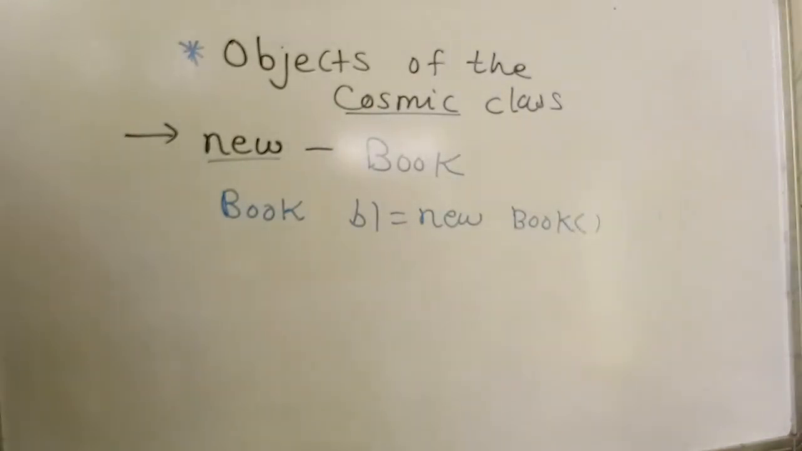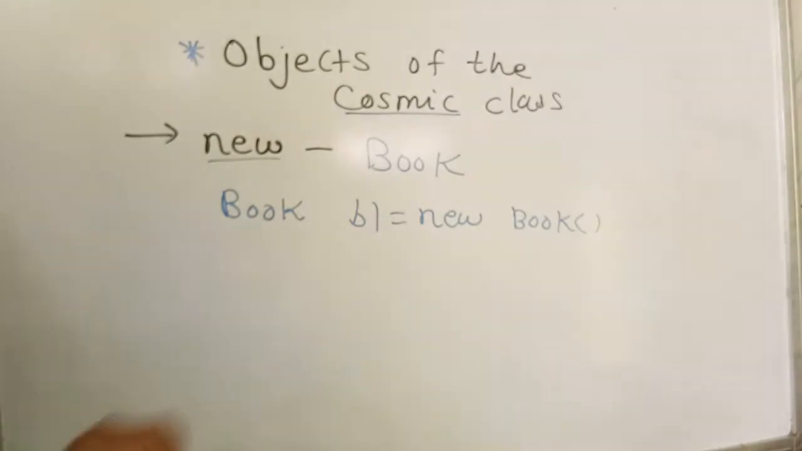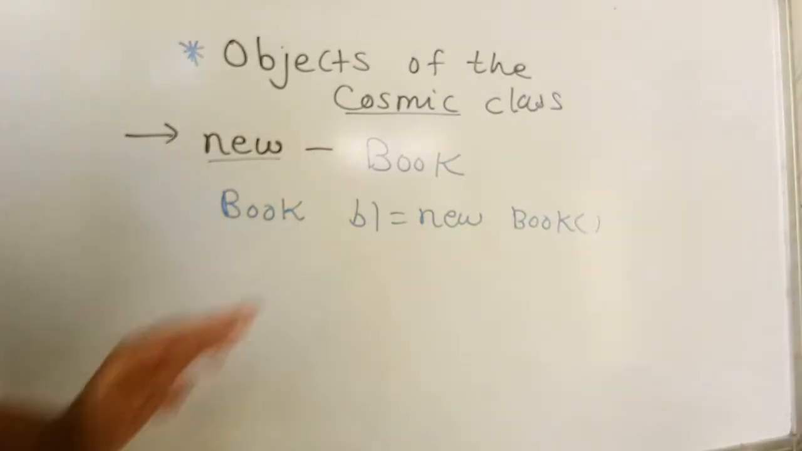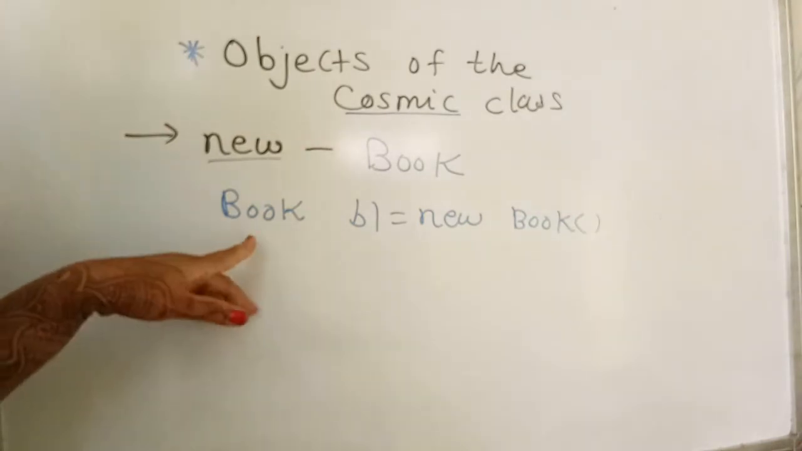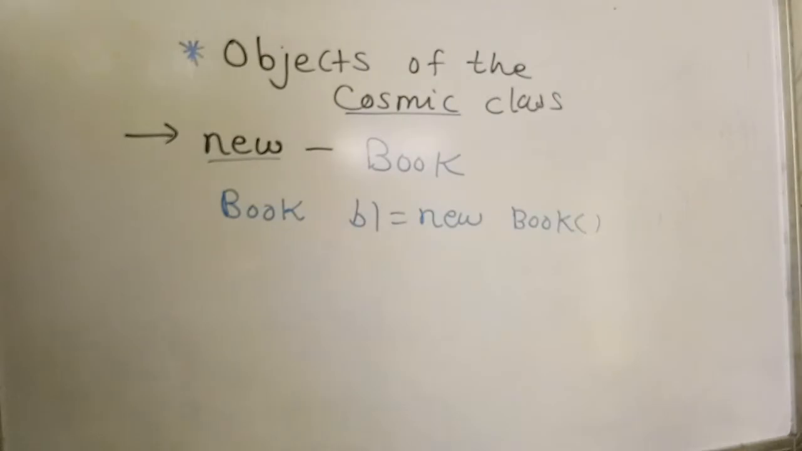We can create any number of objects. This is one object, we can create a second, third, fourth, and so on, depending on the situation. Each has its own copy of instance variables. We are instantiating the objects of this class by using the new operator. So this is all about the objects of the class.